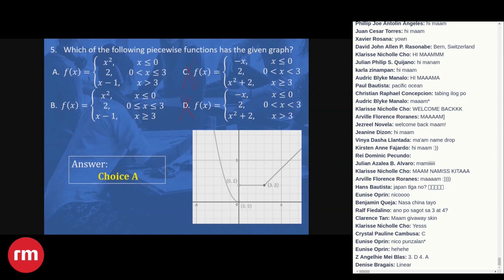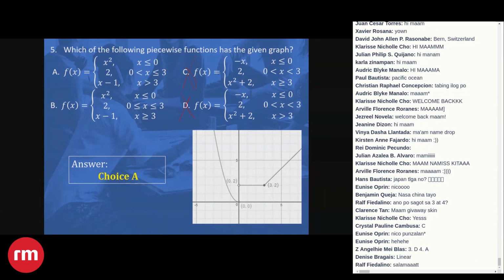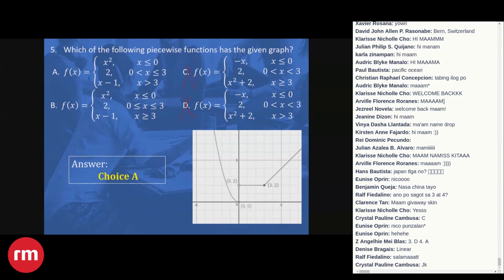But no, the leftmost graph is a parabola. So therefore, it should be a quadratic function. Okay, so ang choices na lang natin ngayon ay A at B. So tingnan natin ano yung difference ng A at B.